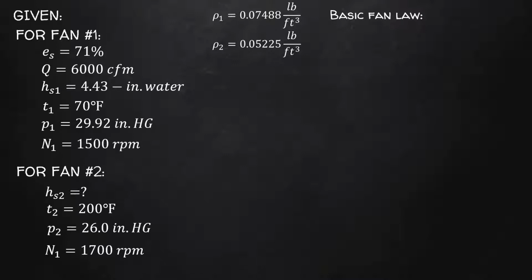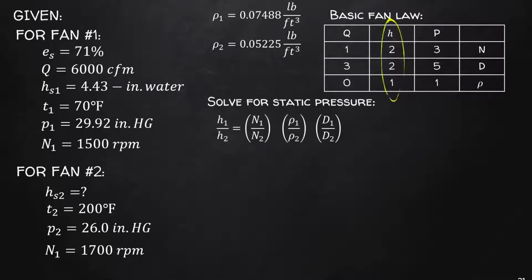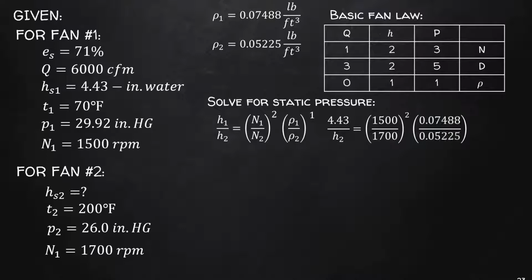To make formulation easier, the basic fan law can be illustrated into a table like these. Using the table, we can formulate an equation to solve the static pressure. Based on the table, under H, for N and D is 2, while for rho is 1. These numbers are the exponent we will use. We don't have diameters given, so we will ignore it. We now substitute the given values into the equation. Then, simplify. And we got the static pressure 2, which is equal to 3.97 inch water.